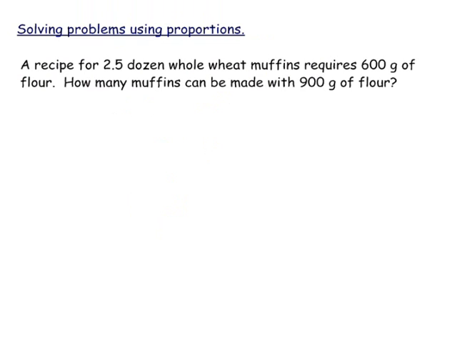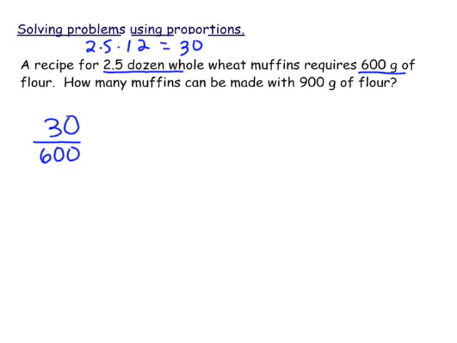All right, we can also use proportions to solve problems. Here we have a recipe that makes 2½ dozen whole wheat muffins, and it requires 600 grams. So to make 2.5 dozen, now 2.5 dozen is how many? Well, we need to do 2.5 times 12. So 24 plus another 6 is 30. So we can make 30 muffins using 600 grams of flour.